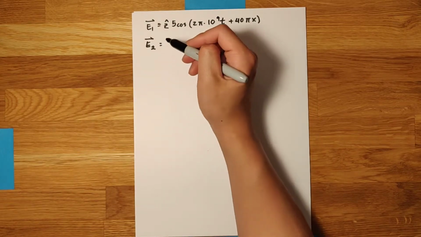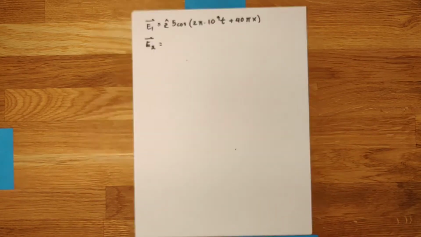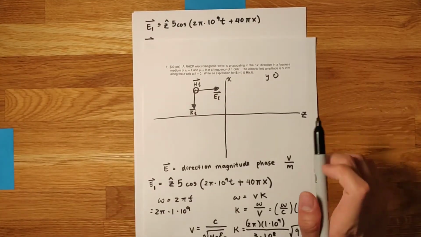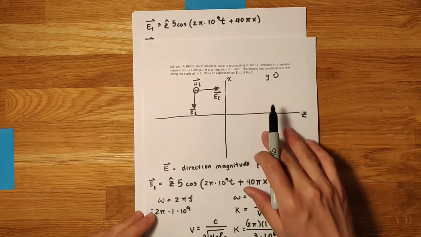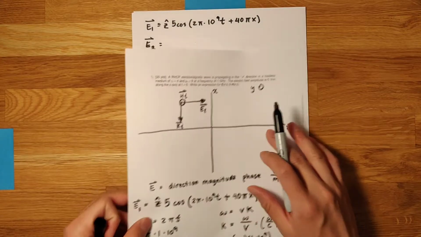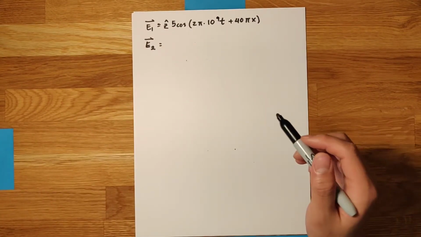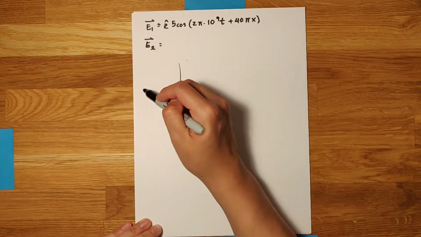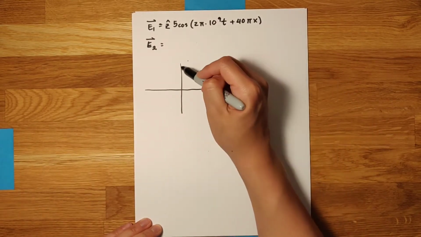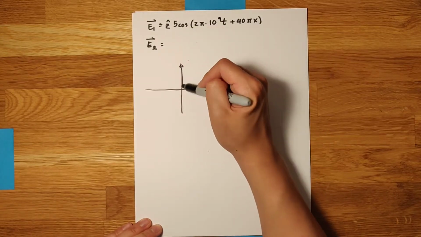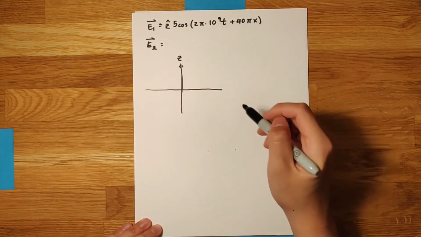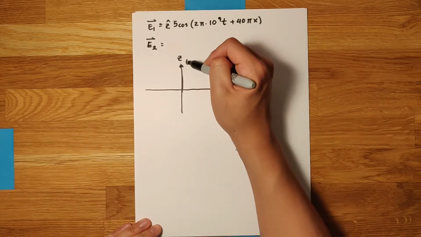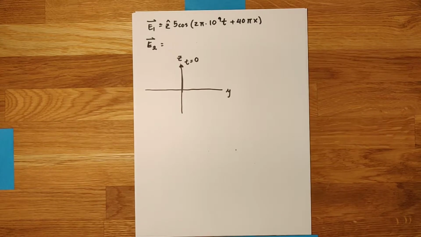In this case, if we look at our diagram, we know that the electric field amplitude is on the z-axis. So, finding the direction, I will just redraw it to make it easier to see. If I redraw my electric field, E1 is along z, and this is y. This simply represents the electric field at time equal to 0.